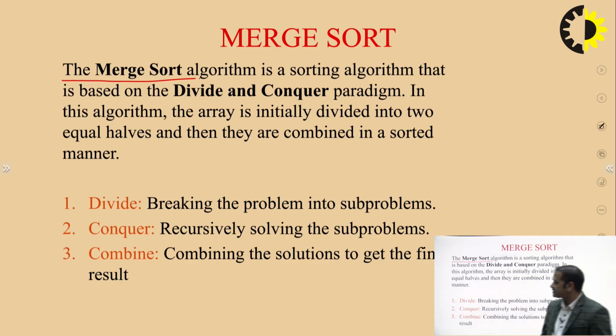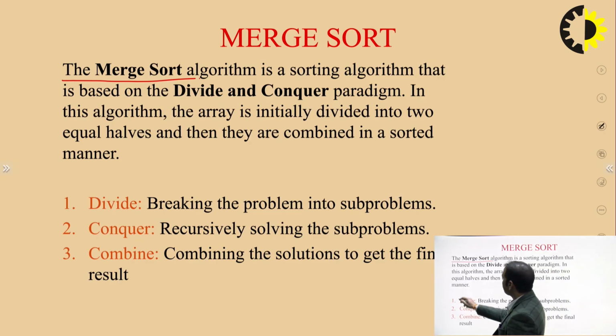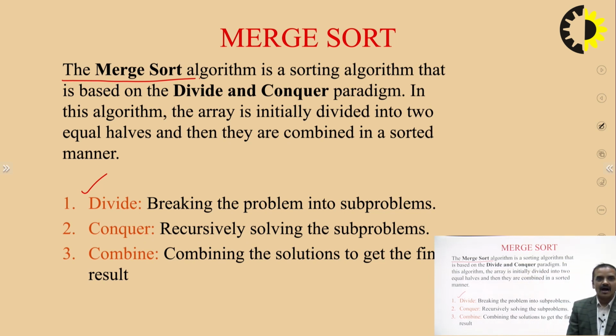There are three parts in merge sort. The first one is divide. Divide means we have to divide the given data or given problem into subgroups and sort the given subgroups in ascending or descending order, breaking the problem into subproblems.